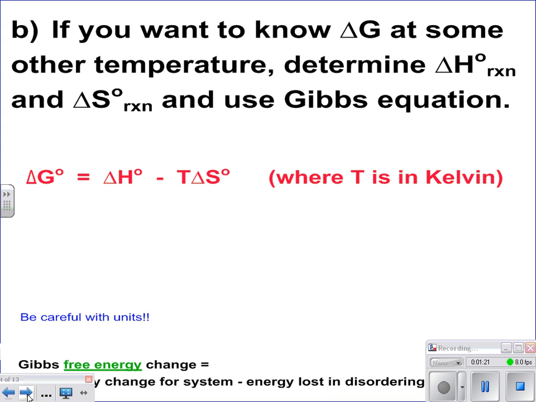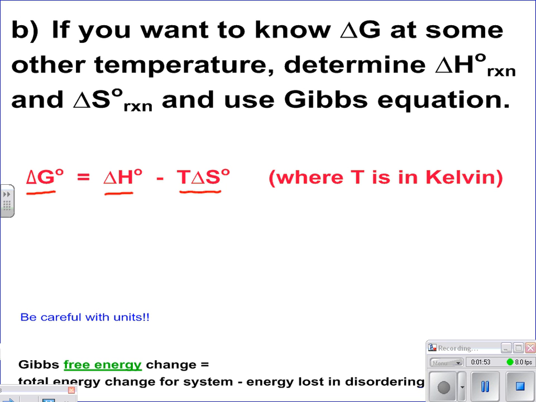If it's not at 25 degrees Celsius, then we need to use a different equation, and it's going to be delta G equals delta H minus T times delta S. Essentially, this tells us that the change in Gibbs free energy is equal to our total energy change, and we subtract the energy that's lost in the process of getting it disordered. So that's how that equation works.